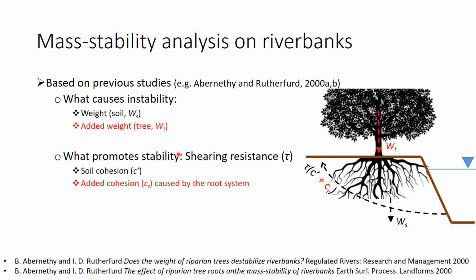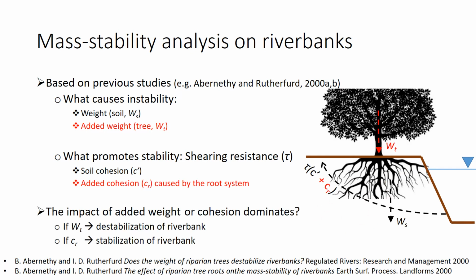On the one hand, the vegetation has a certain weight, which also reduces stability. Shearing resistance, however, increases with the appearance of friction between the root and the soil. After all, the question is whether the degree of destabilization caused by the tree's weight or the added stabilization caused by the roots is greater.